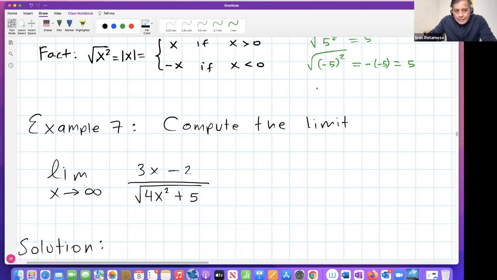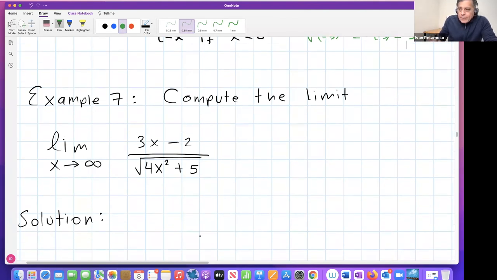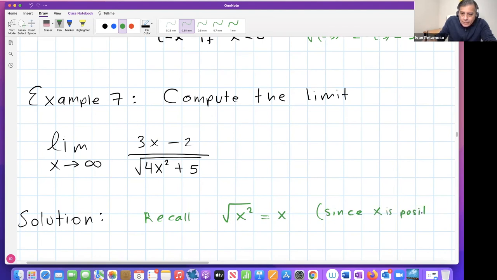So now you start by stating, recall, the square root of x squared is equal to x, right? Why? Since x is positive. And how do you know, professor, that x is positive? Because x is going to infinity, right? If this were going to minus infinity, that would be negative. But it's positive, because x, I'm going to write here, is going to infinity. Okay, so we're going to use this fact: the square root of x squared equals x.